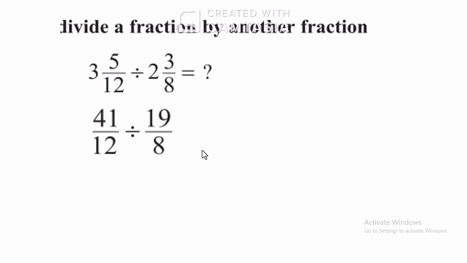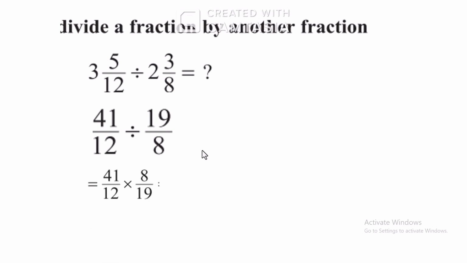The next one: divide a fraction by another fraction. For example, 3 of 5 by 12 divided by 2 of 3 by 8. First of all, we have to express them as improper fractions. So, 3 of 5 by 12 means 41 by 12, divided by 2 of 3 by 8, that means 19 by 8.